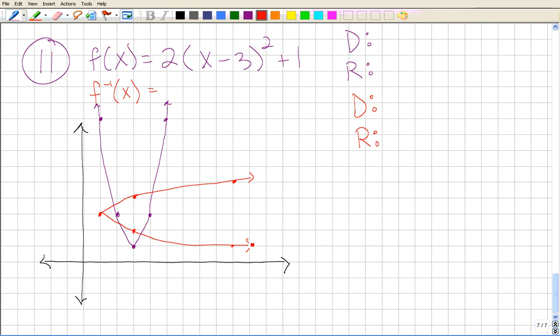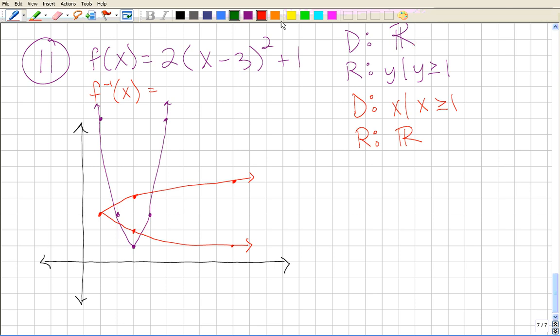Alright, so let's look at the domain and the range of each of these. So for our purple graph here, our f of x, the domain is all real numbers, and the range is all the y values where y is greater than or equal to 1. For our inverse function, the domain is all of the x values where x is greater than or equal to 1. And here, our range is all real numbers. So notice that the range and the domain switched from what it was before.